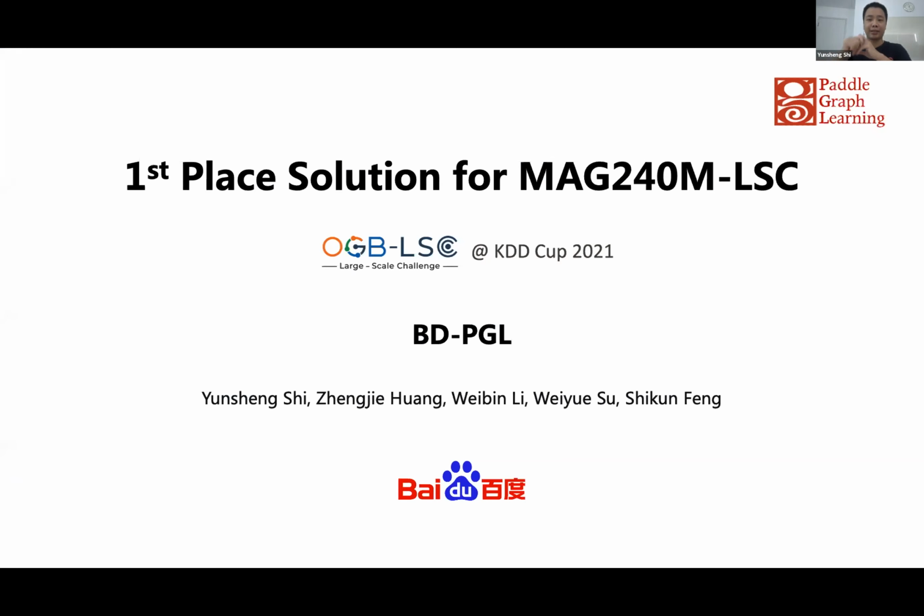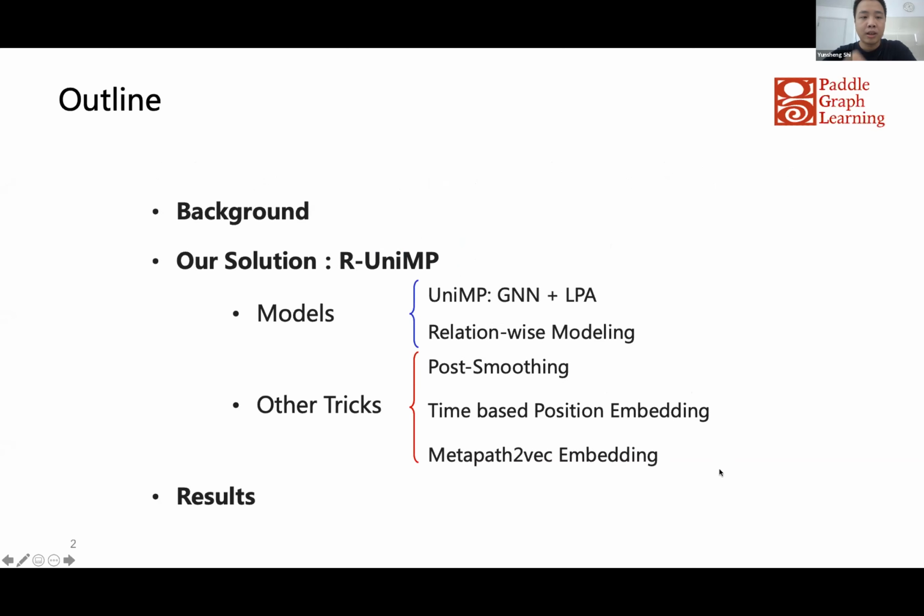Yes. Okay. Hello, everyone. I'm Shiyun Shen. We are the PGL team from Baidu. Today it's my pleasure to introduce our solution for the OGB large-scale node classification task in this KDD Cup 2021. Our report is divided into the following three parts: the background of the OGB-LSC node classification dataset, the solution we propose, including model modification and the tricks we use in this task, and the experiment results.